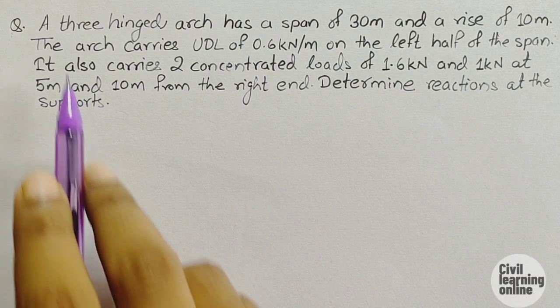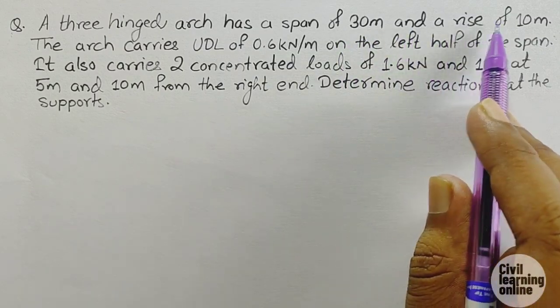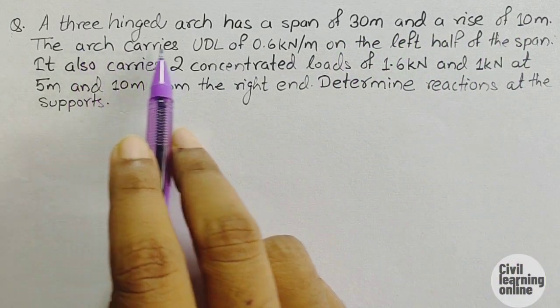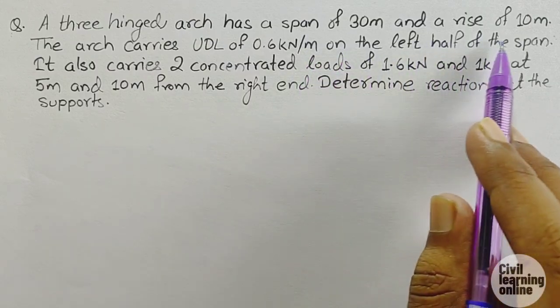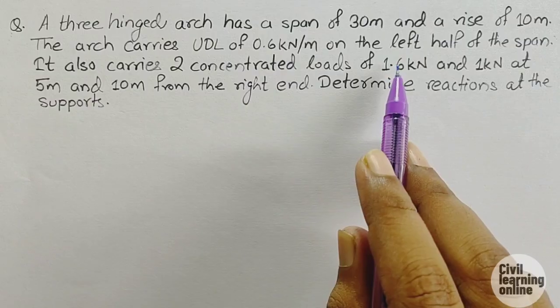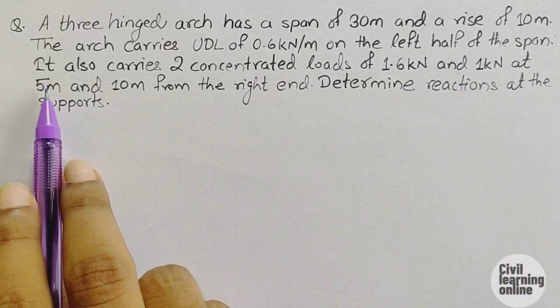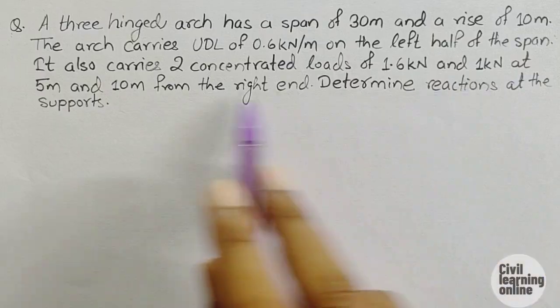So our question is, a three-hinge arch has a span of 30 meter and a rise of 10 meter. The arch carries a UDL of 0.6 kN per meter on the left half of the span. It also carries two concentrated loads of 1.6 kN and 1 kN at 5 meter and 10 meter from the right end. Determine the reactions at the support.